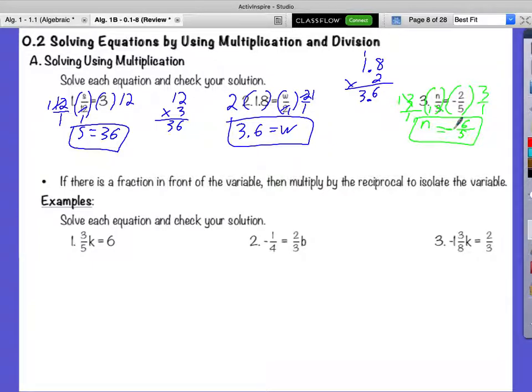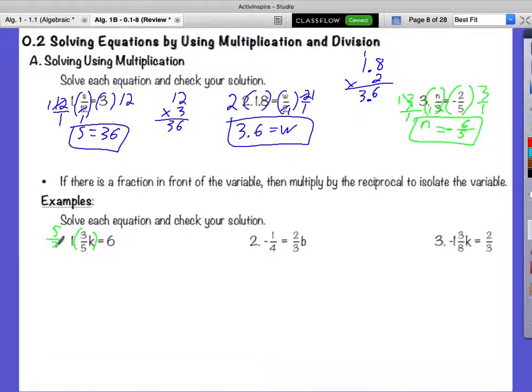Now, here's a little note here. If there is a fraction in front of the variable, 3/5 k, 2/3 b, negative 1 3/8 k, then multiply by the reciprocal to isolate the variable. What's the reciprocal? Well, what do we do with the fraction to get the reciprocal? We flip it. So the reciprocal of 3 over 5 is 5 over 3.